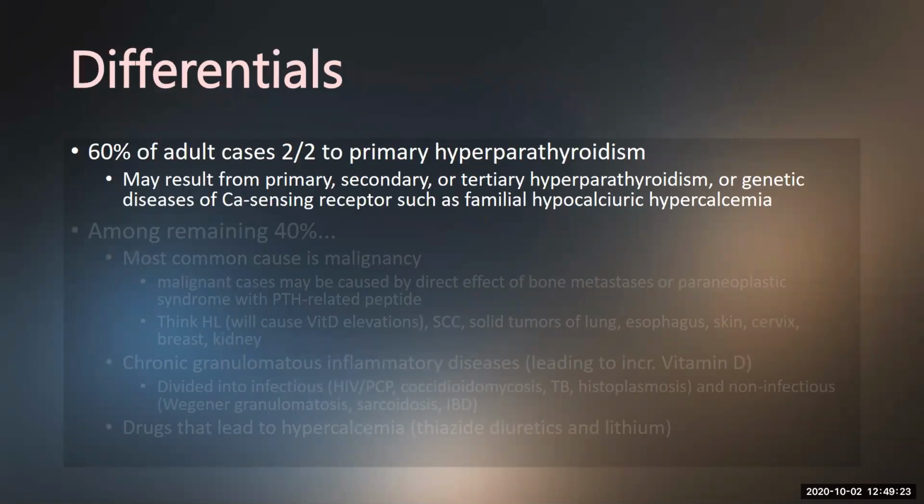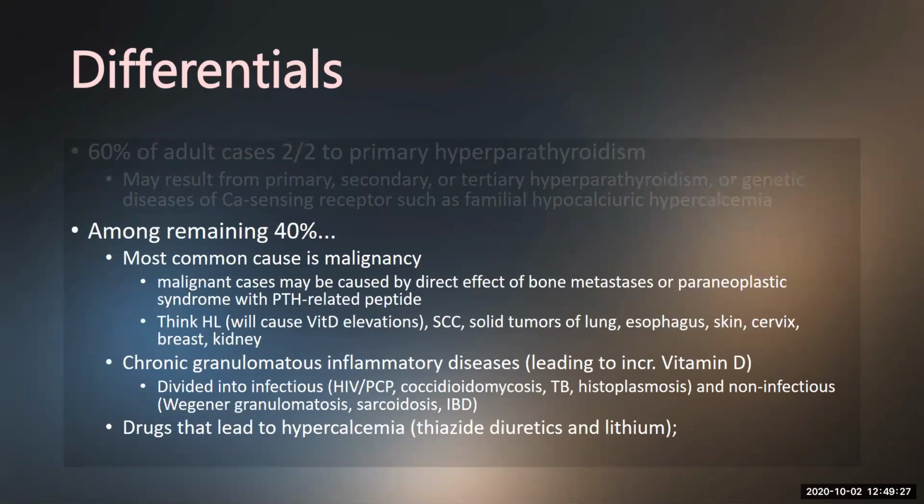Differentials, we talked about this, 60% of cases are really going to be primary hyperparathyroidism, whereas the 40% that remain are going to be more malignancy associated. When you think of what malignancies we should be worried about, you're going to be thinking about ones that can affect bone themselves. Maybe it's going to lead to more of a bone breakdown, which then releases the calcium as a byproduct, and even your paraneoplastic conditions, because they're going to create that PTHrP.